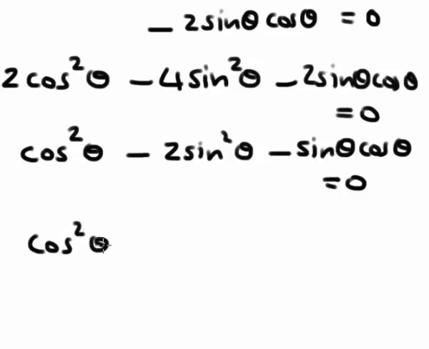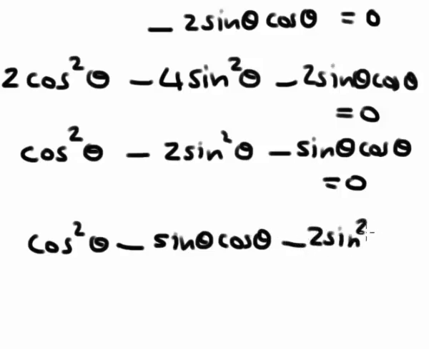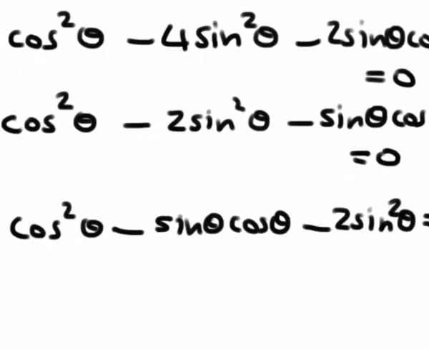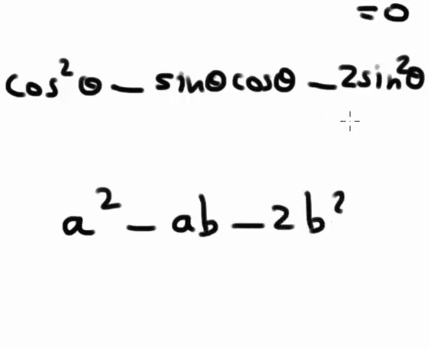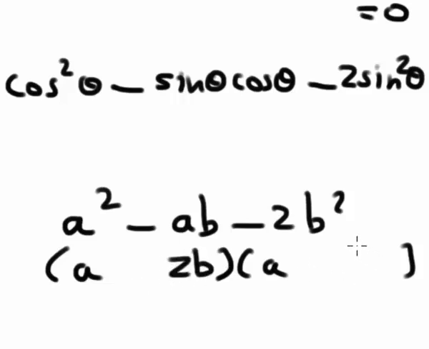Now I want to show you something. Cos squared minus sine theta cos theta, and then you've got -2 sine squared theta is equal to 0. Now what does this remind me of? Think of this. What is a squared minus ab minus 2b squared? That's a trinomial, and you probably remember, hopefully, how to factorize this. You could have a minus, whatever, 2b and b. Now let's see. So that would be negative and a plus if you factorize. A squared minus 2b squared, minus 2ab plus ab is minus ab.